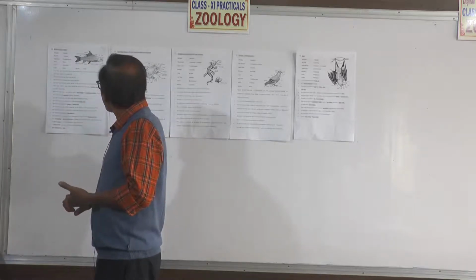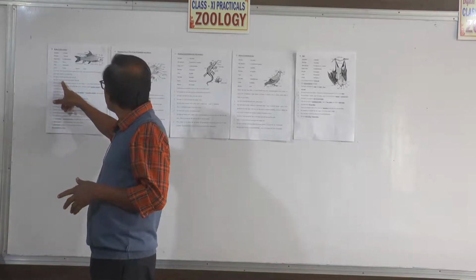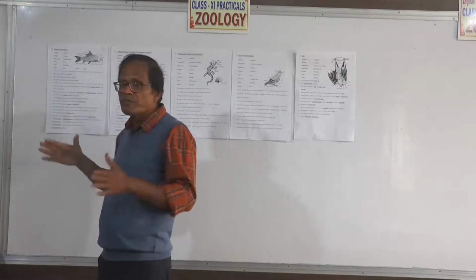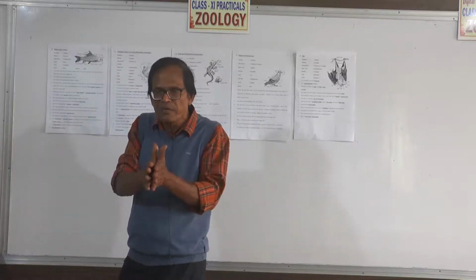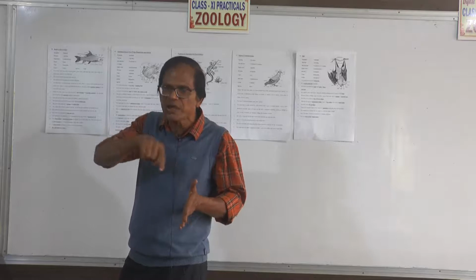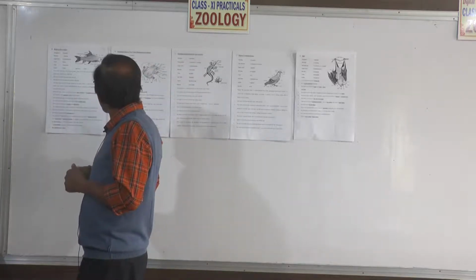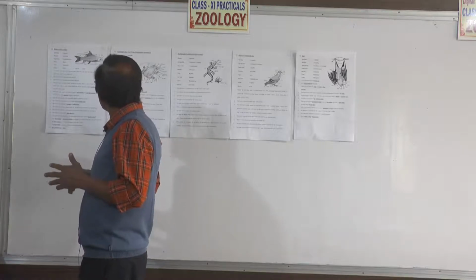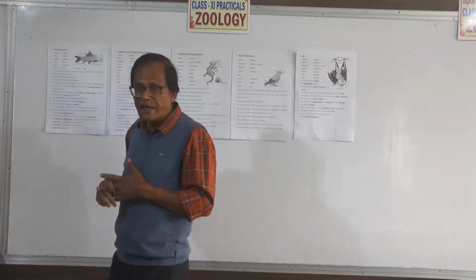The body is divided into head, trunk, and tail. The head is nearly triangular and laterally flattened. You must have seen the head of a rohu. It is laterally flattened and nearly triangular. The head bears a terminal mouth bound by two jaws. There is a pair of dorsolateral nostrils and lateral eyes.